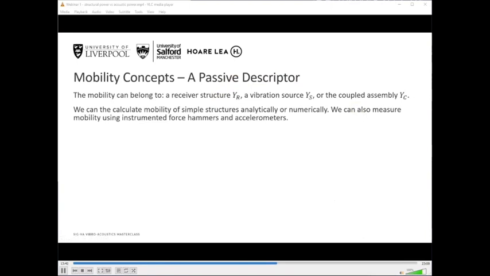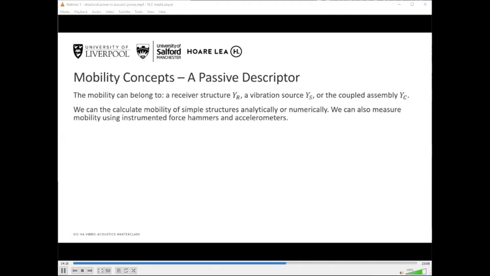Now, to obtain the mobility of a structure, we have a few different options. For simple structures, we can use analytical or numerical models. For more complex structures, we can use more complicated numerical methods, or we can resort to measurement. In the next presentation, Nicolesh will talk a little bit about using simple analytical models to get the mobility of floor and wall-like receiver structures. And I think on Wednesday, Andy Elliott will talk about types of source mobilities and how we can calculate those.